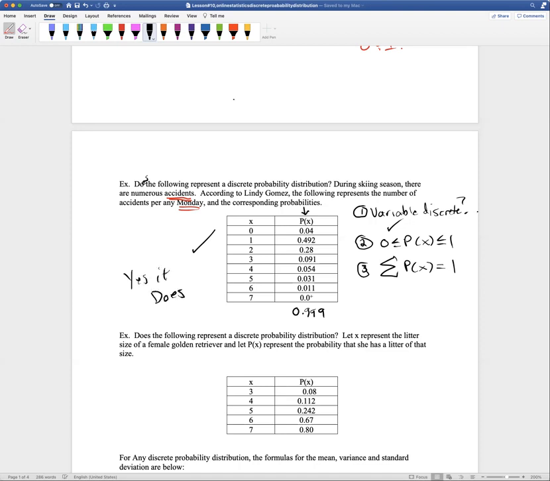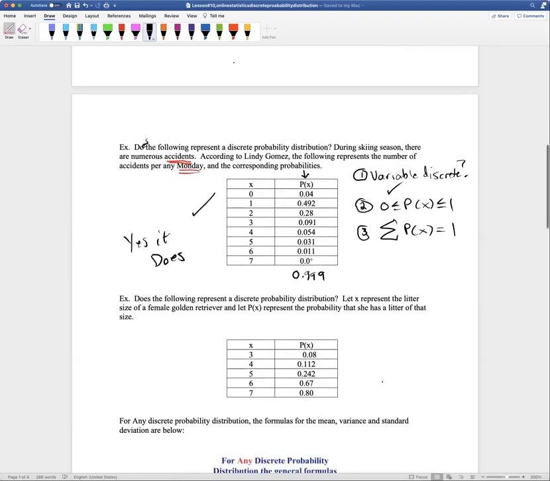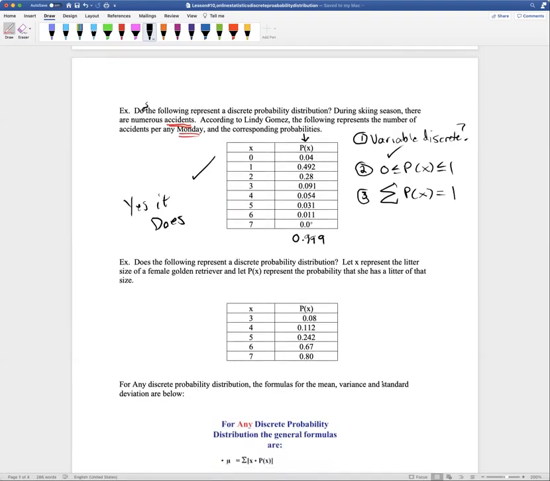All 3 of these are met. The variable is discrete, the probabilities are between 0 and 1, and the sum of the probabilities is equal to 1. So let's take a look at another example. Does the following represent a discrete probability distribution?